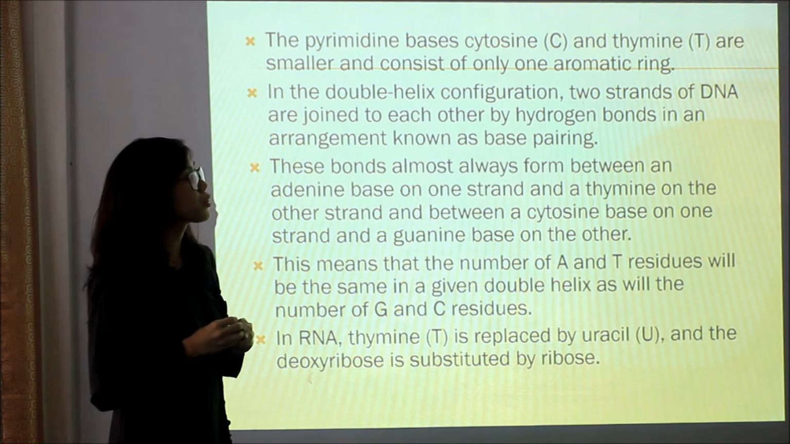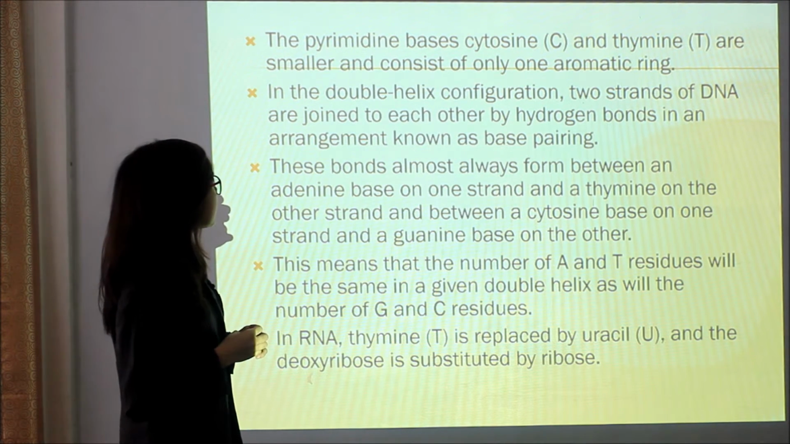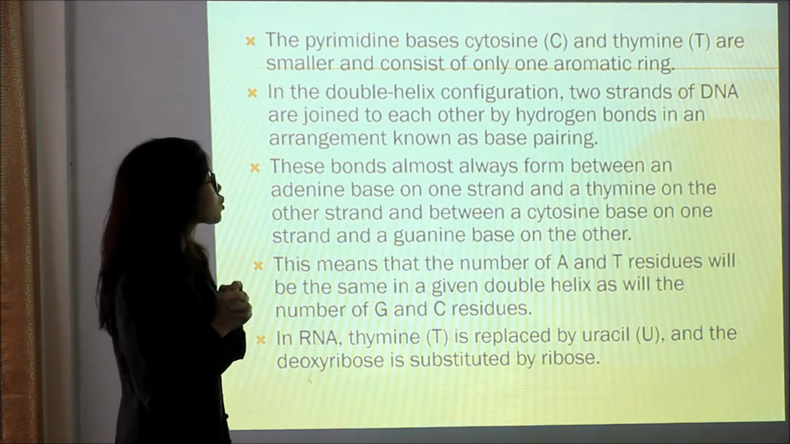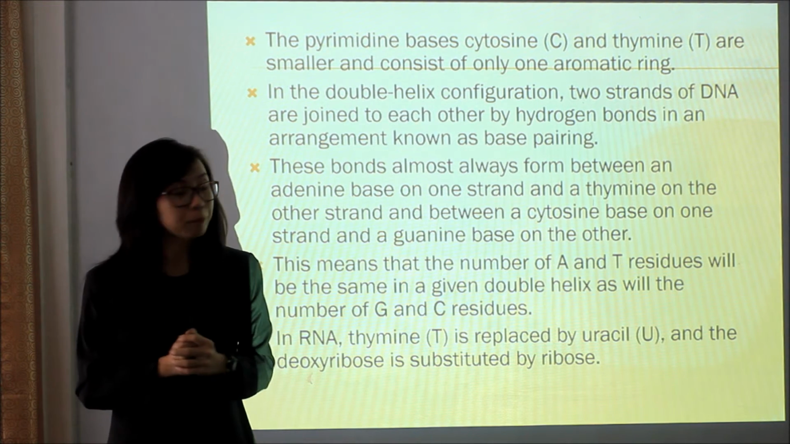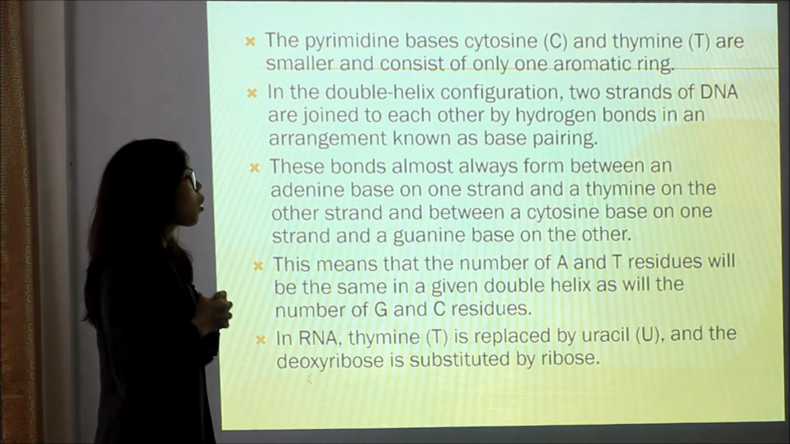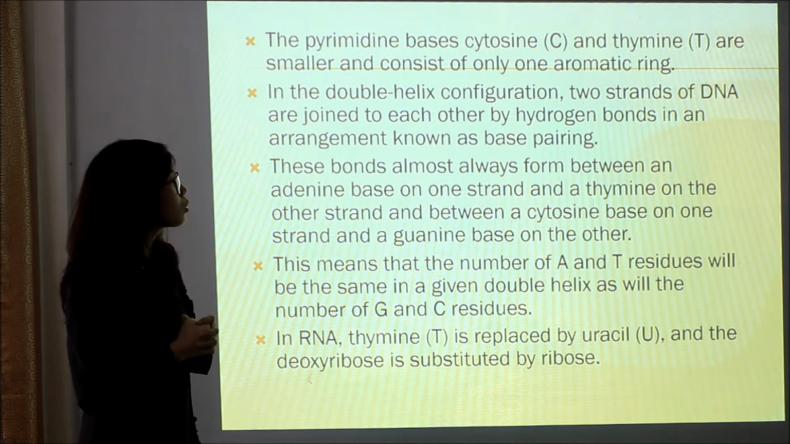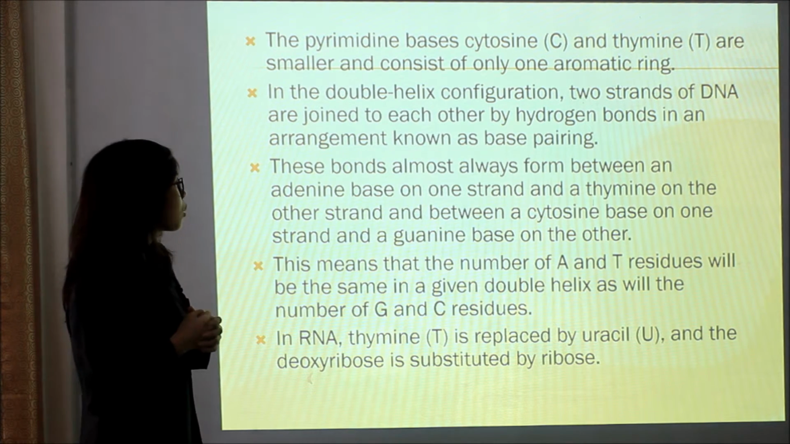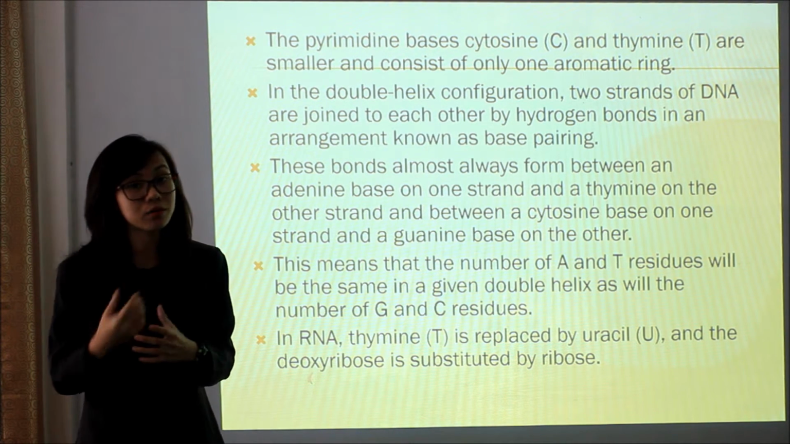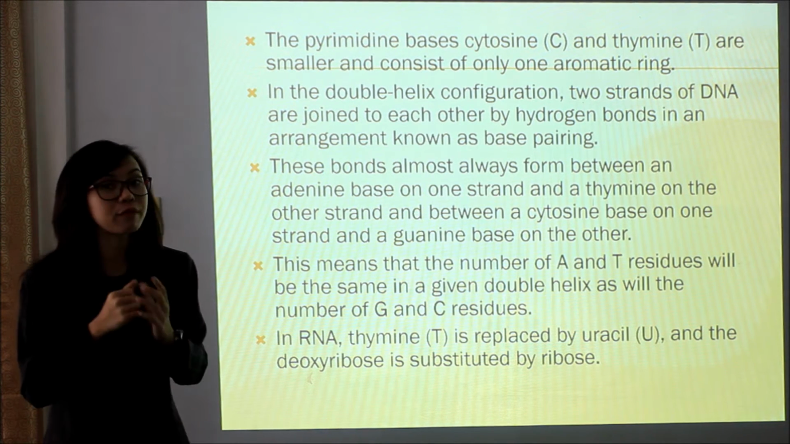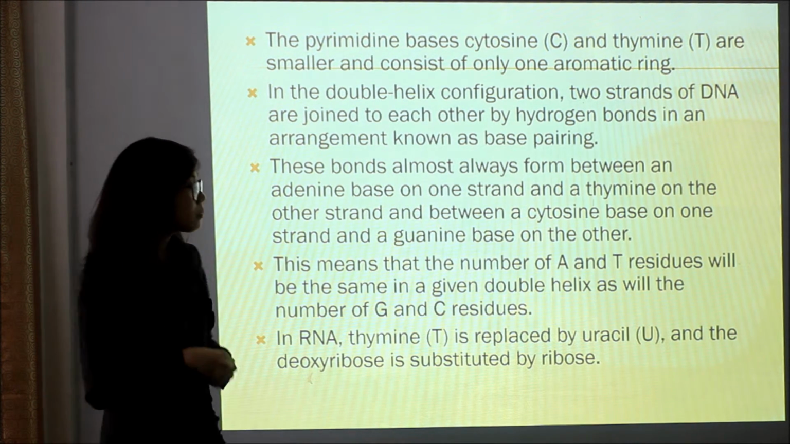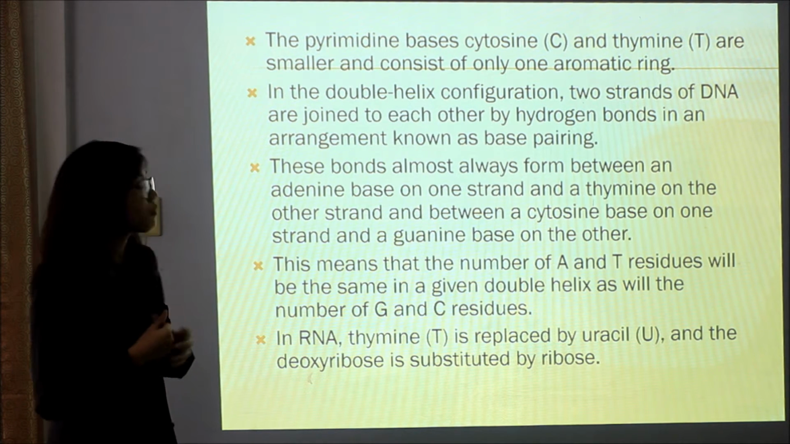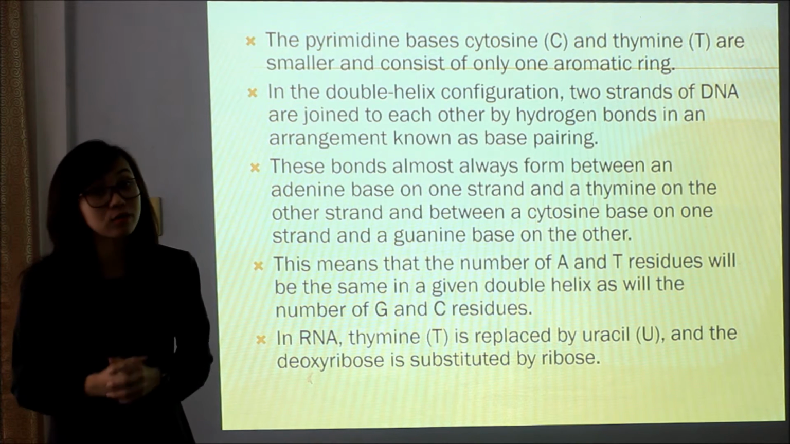In the double helix configuration, 2 strands of DNA are joined to each other by hydrogen bonds in an arrangement known as base pairing. These bonds almost always form between an adenine base on one strand and a thymine on the other strand, and between a cytosine base on one strand and a guanine base on the other. This means that the number of A and T, or the adenine and thymine residues, will be the same in a given double helix, as will the number of guanine and cytosine residues.